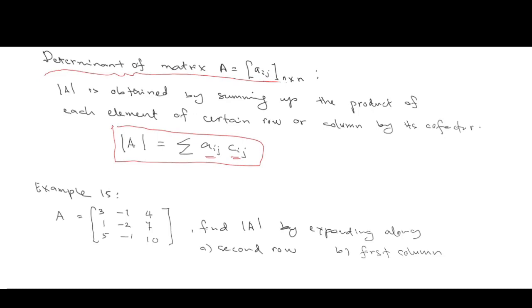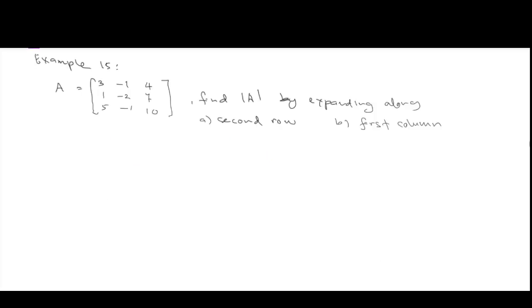Okay, let's look at example 15. Given a 3 by 3 matrix A, find the determinant of A by expanding along (a) the second row, (b) the first column. Okay, let's look at the solution. For question A, we are going to expand along the second row. So here is the second row. The determinant of A is given by a21 times C21 plus a22 times C22 plus a23 times C23.